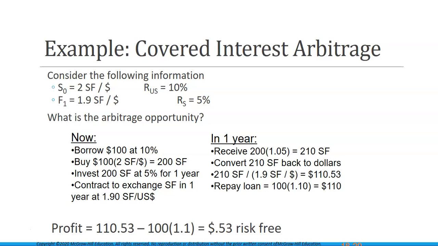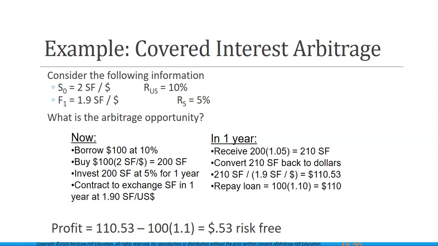We have Swiss francs versus the US dollar. We have 10% interest in the US and 5% interest in Switzerland on risk free. So, what is the arbitrage opportunity? We borrow $100 at 10% interest. We convert that into 200 Swiss francs and invest the 200 Swiss francs at 5% for 1 year. We do a forward contract to exchange Swiss francs in 1 year at 1.9.